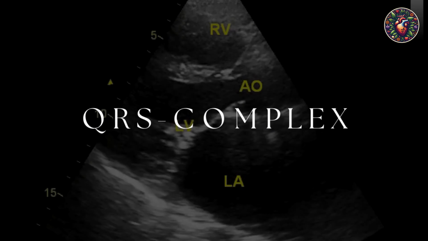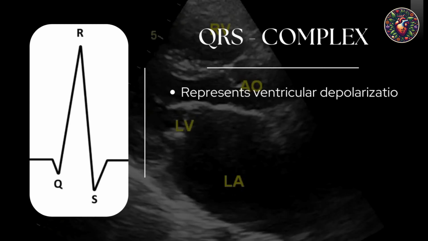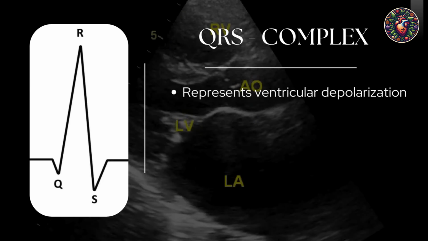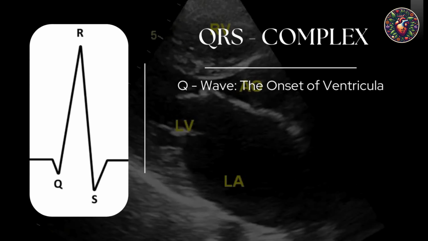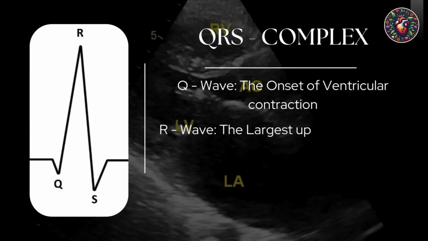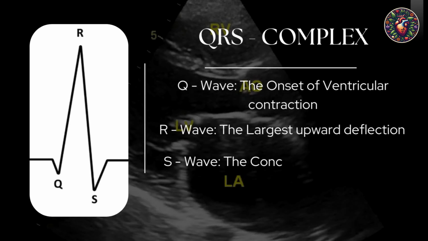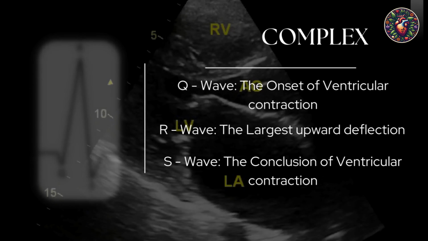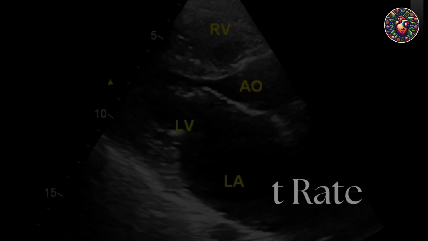The QRS complex. The QRS complex represents ventricular depolarization, which occurs when the ventricles contract. This marks the beginning of ventricular systole. Q wave, the initial downward deflection that signals the start of ventricular contraction. R wave, the upward deflection that comes after the Q wave. It's the largest deflection in the QRS complex. S wave, the final downward deflection that ends the QRS complex, signifying the completion of ventricular contraction. Thus, the number of QRS complexes is used to identify the heart rate.